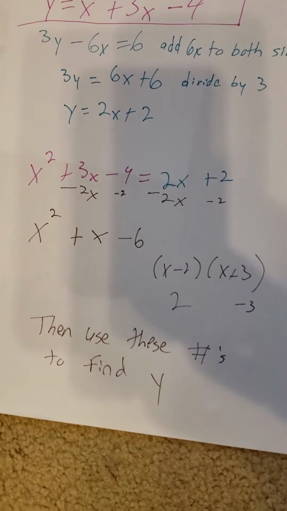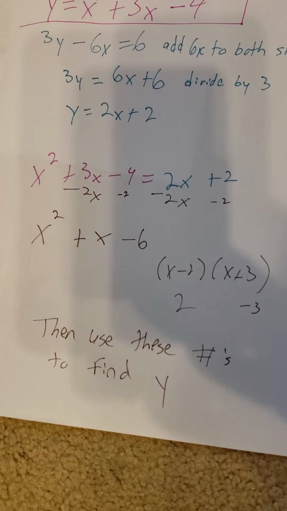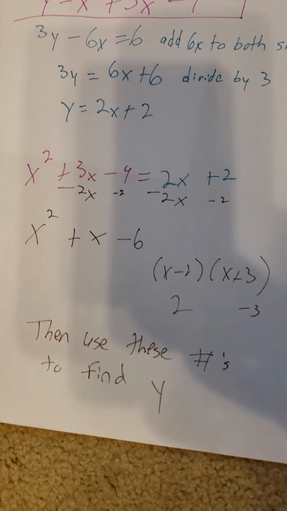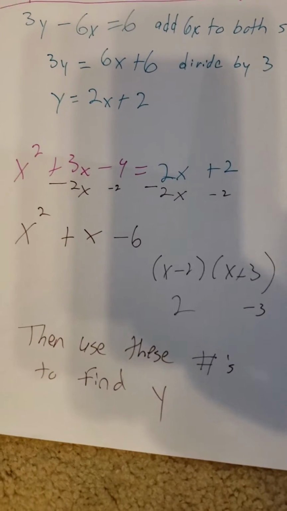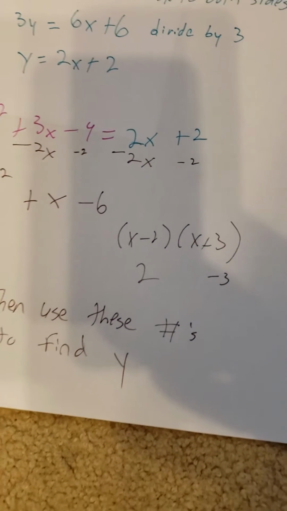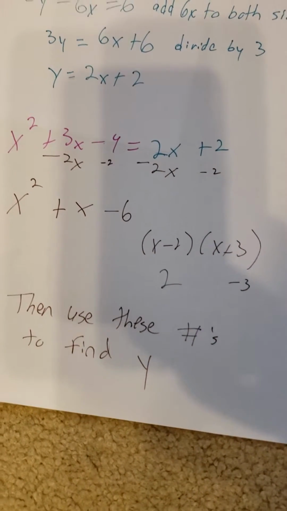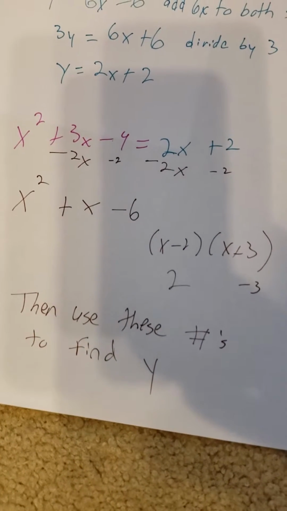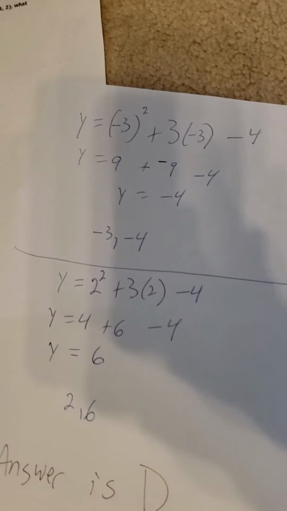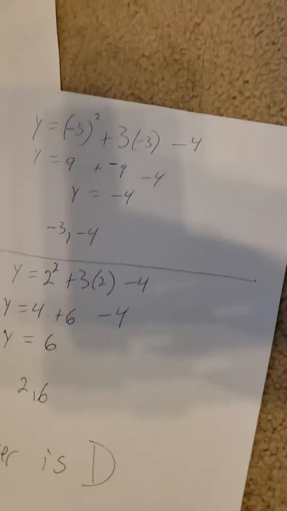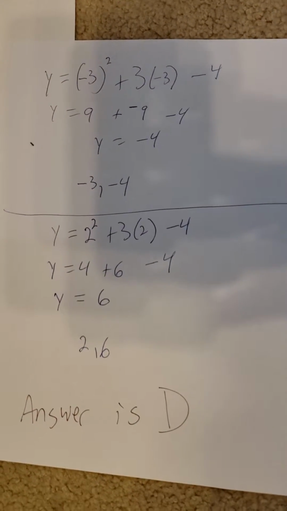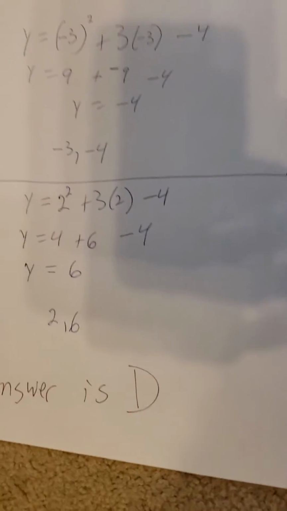We're then going to find what adds to 1 but multiplies to negative 6. The answer to that is negative 2 and 3. We are then going to zero out these, which is going to give us 2 and negative 3, which are our x's. We then use these to find y. So now we are plugging in our x's to find our y's.